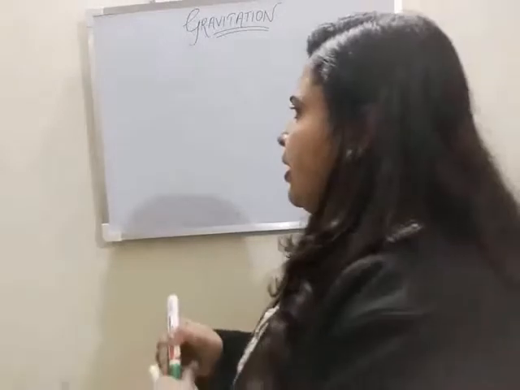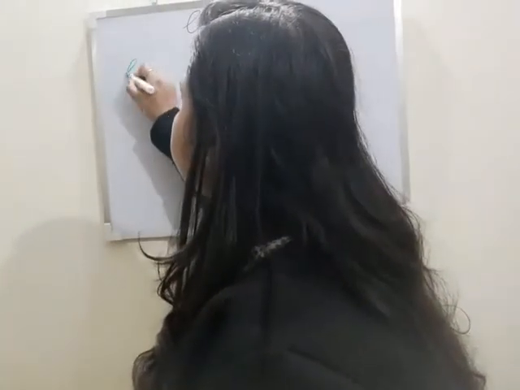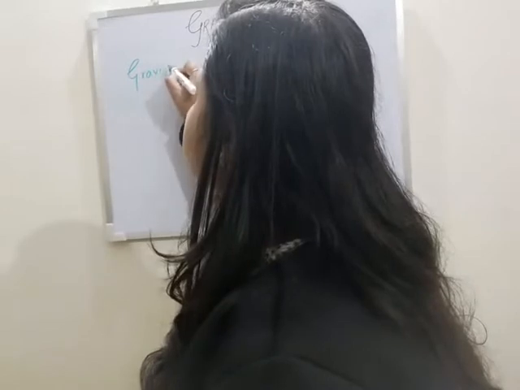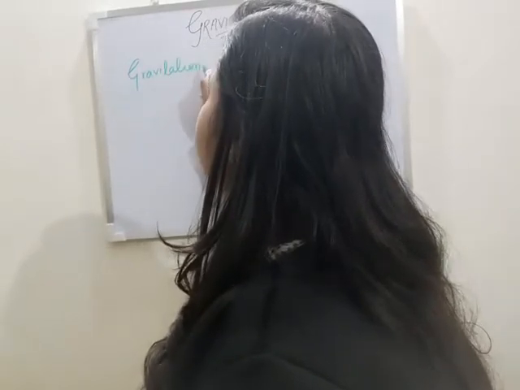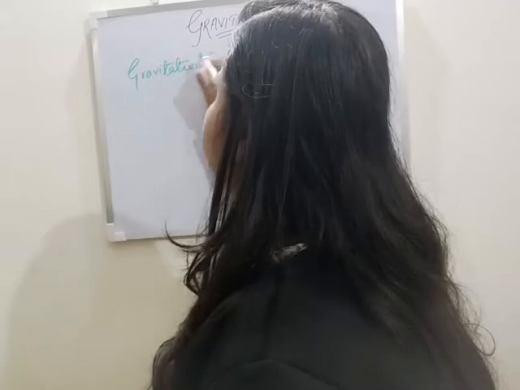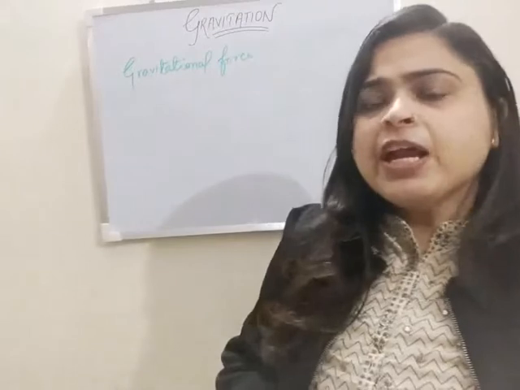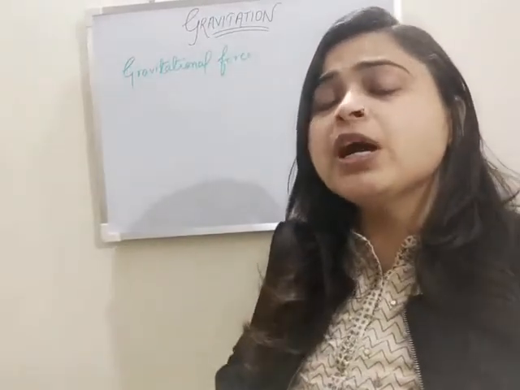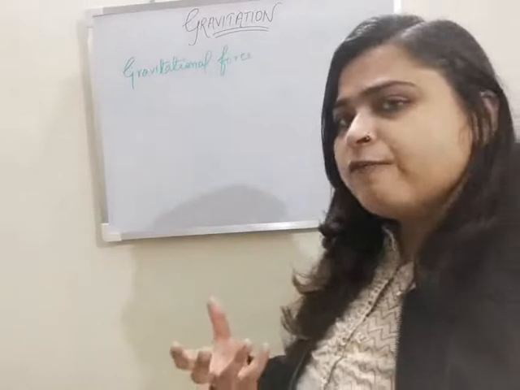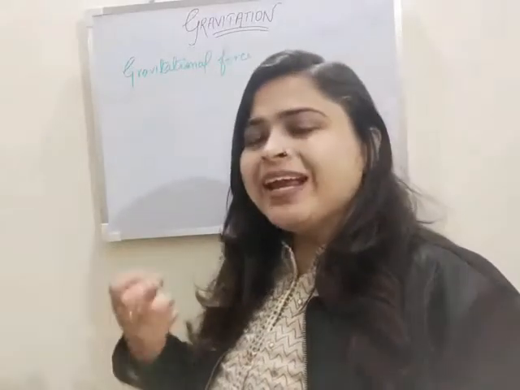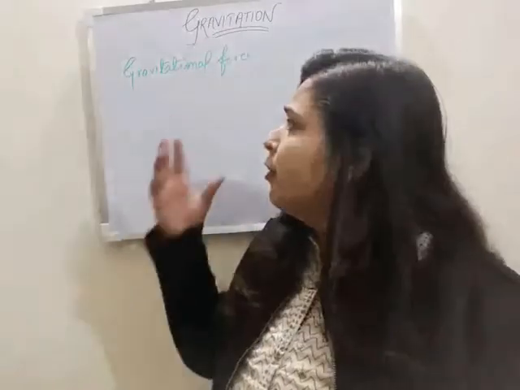How? There is a force, and that is gravitational force. Gravitational force is a force which attracts every mass towards the center of the earth. So the force involved in pulling any object towards the center of the earth is called gravitational force. We also call gravitational force the force of gravitation.